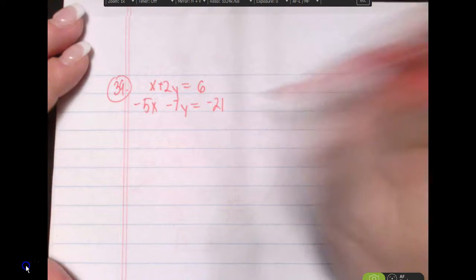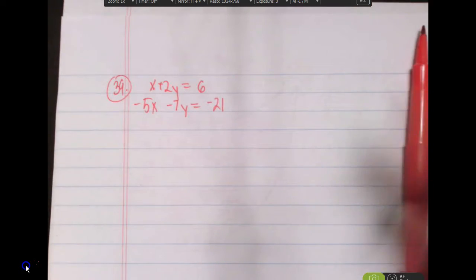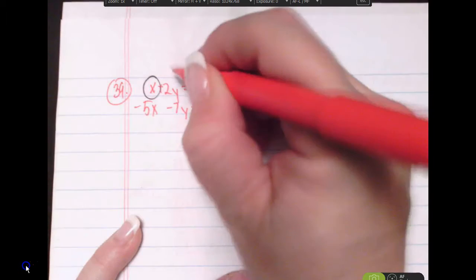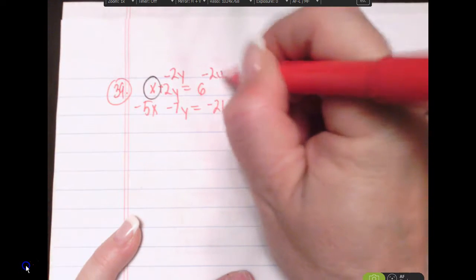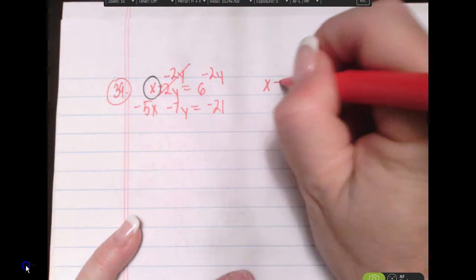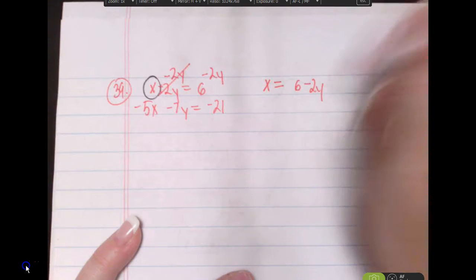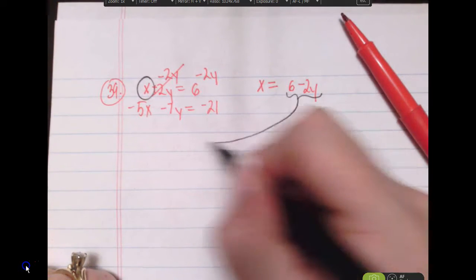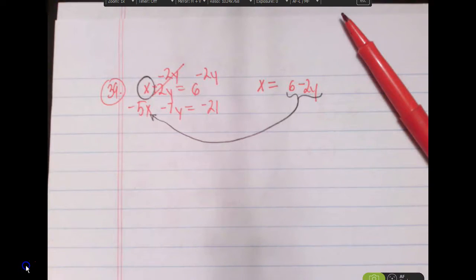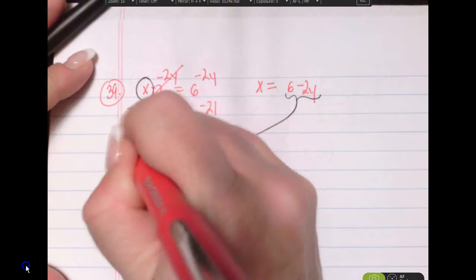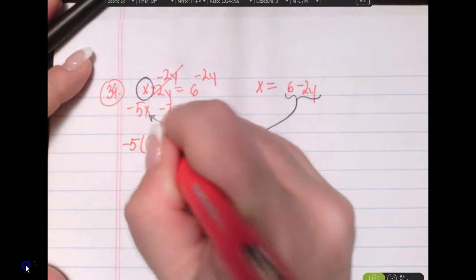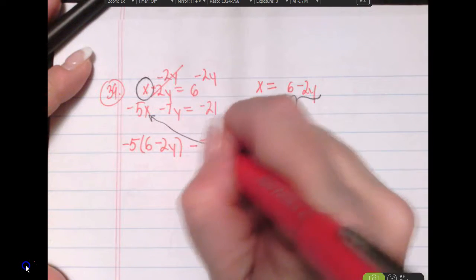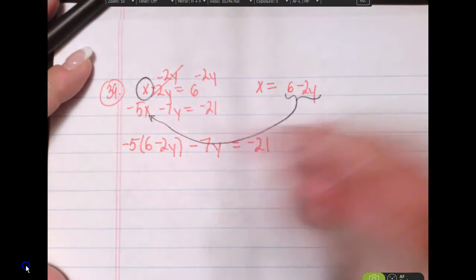Again, when we're doing substitution, we want to get one variable by itself. And this one's going to be similar to the last one, where the variable to get by itself is the x in the first equation. So I'm going to subtract 2y from both sides. So I get x equals 6 minus 2y. And I'm going to take that expression and substitute it, since that's what x is equal to. I'm going to plug it in over here where x is. So -5 times 6 minus 2y, then keep writing the equation, minus 7y equals -21.